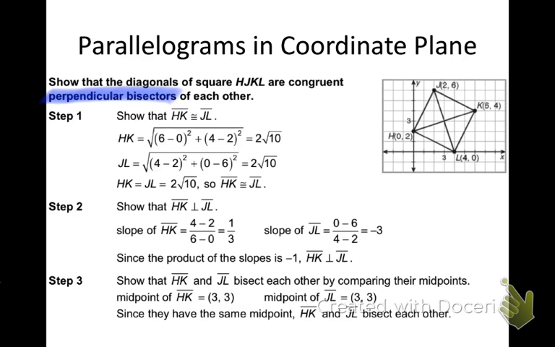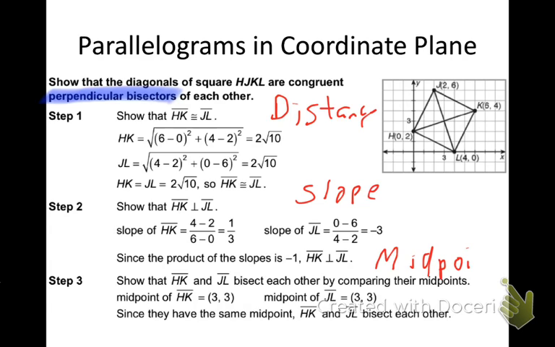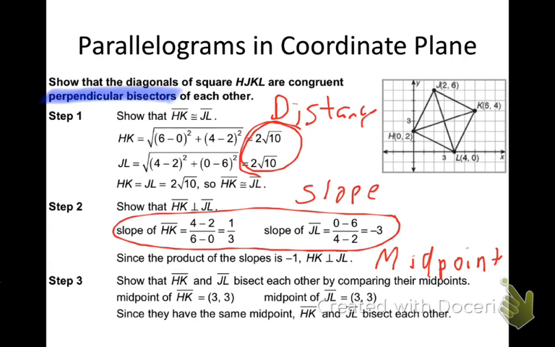So if you look at this, they're doing 3 things. They are finding the distance. They are finding the slope. And they are finding the midpoint. What do you know? Those are 3 things we do daily on our warm-up. And what do you notice about the distances? They are the same. What do you notice about the slopes? They are perpendicular. And what do you notice about the midpoints?